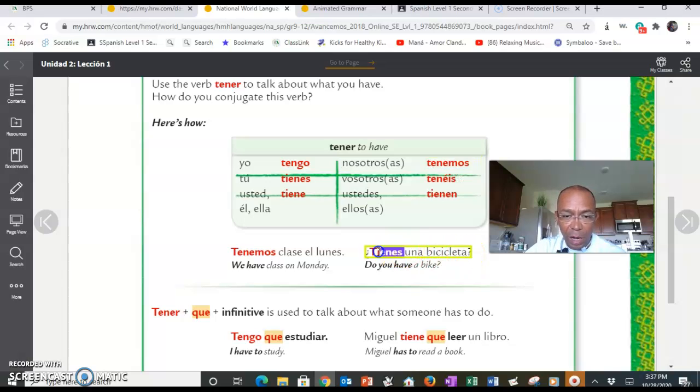Tienes. How do I know it's you? Because look at the verb. Tienes, right? Tienes goes only with tú, with you. Do you have a bicycle?